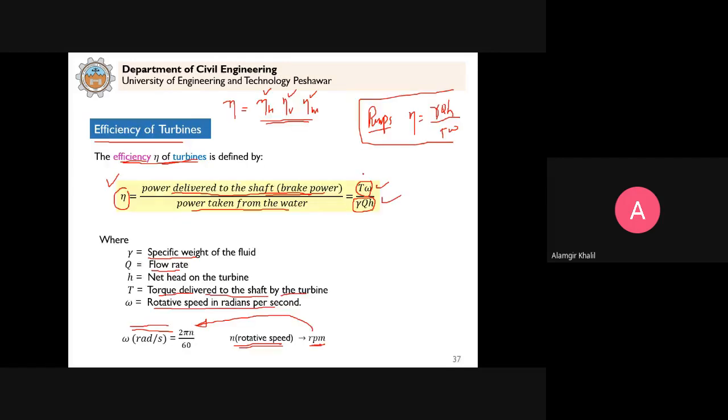Next, we discuss the specific speed of the turbines. We already discussed the specific speed for pumps. The same concept applies here. So specific speed of turbine is expressed by this equation, NS is specific speed, and N is the rotative speed that is corresponding to the maximum efficiency. BHP is the shaft power, brake horsepower, the shaft power that we defined here, T omega. This is BHP.